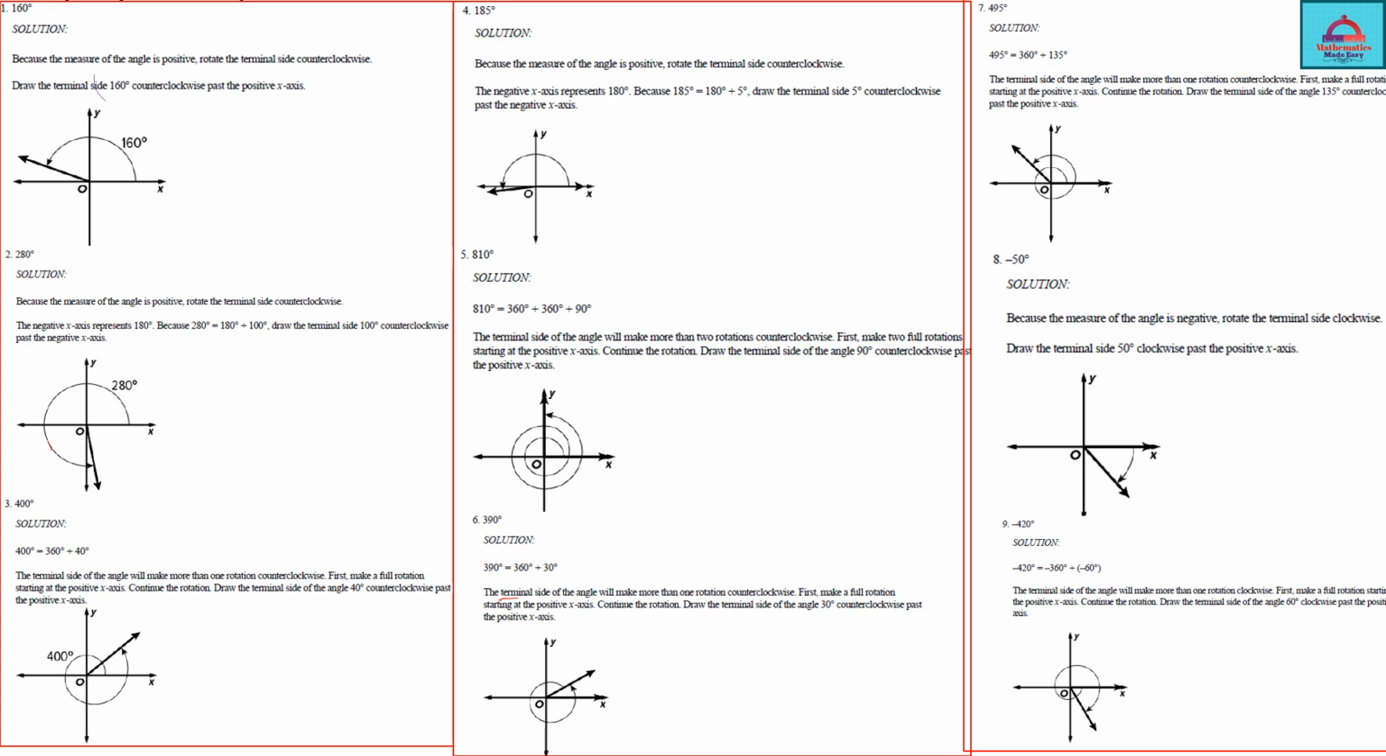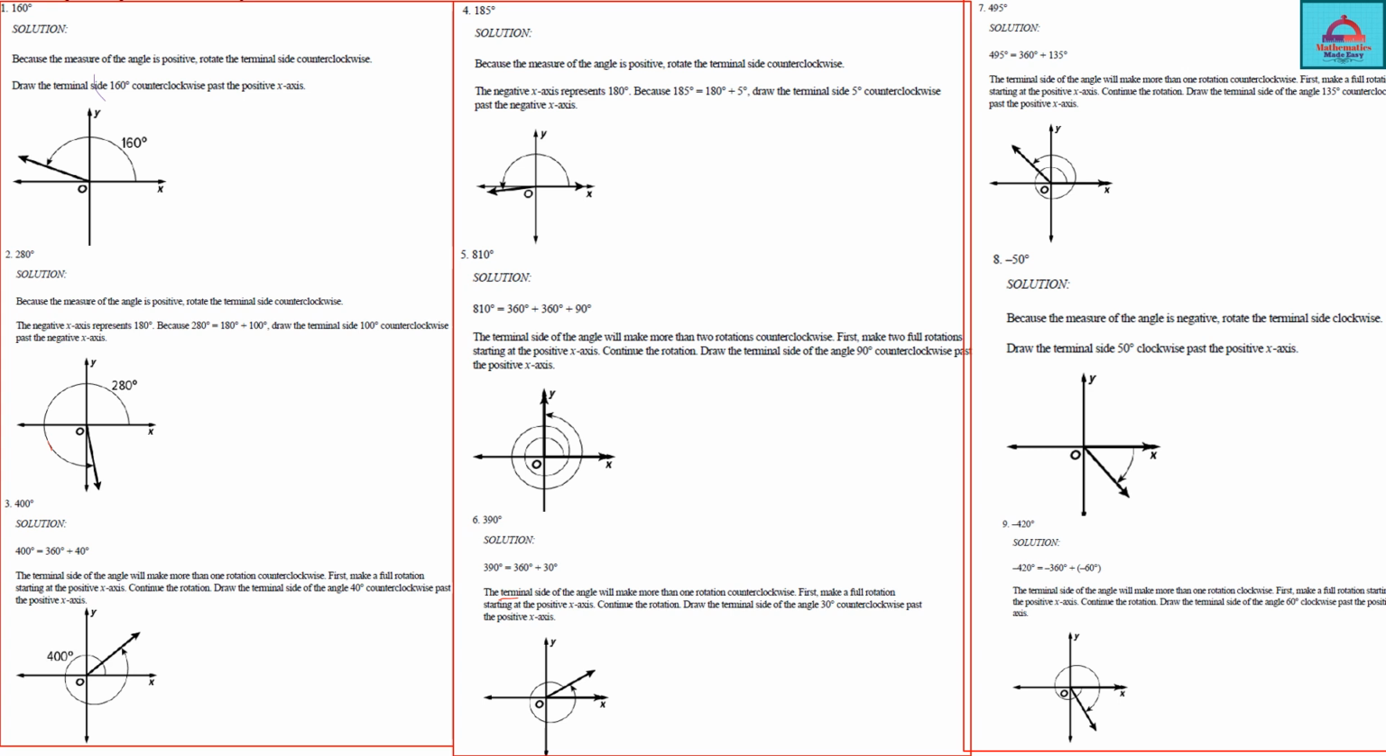Next is minus 50. Now this is different because the angle is minus. That means the direction is opposite. So we are going to take clockwise direction. Okay, so rotate the terminal side clockwise and you are drawing 50°. So from here to here it is 50, a little less than a right angle.